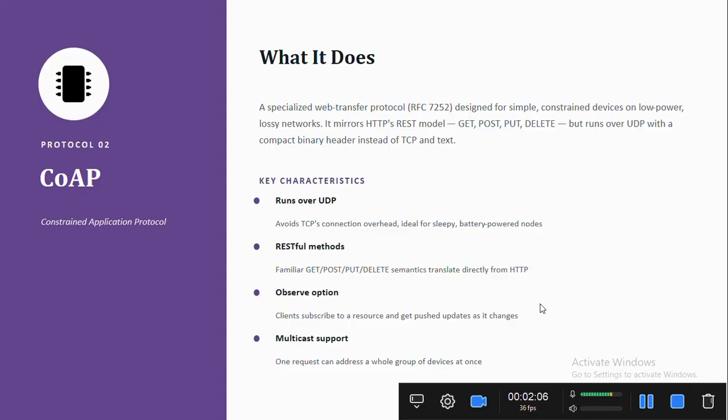GET, POST, PUT, DELETE is a method of connecting data with the idea of posting, like an Instagram or Facebook post. First you get it, post it, put it in a common web form, and delete it, to create another post, because it is more memory constrained, in a lossy network where things are more lossy over time. It runs over UDP, the User Datagram Protocol, with a compact binary header instead of TCP.